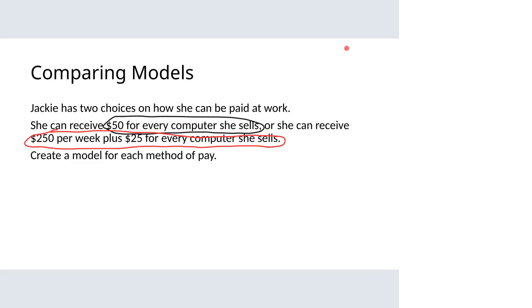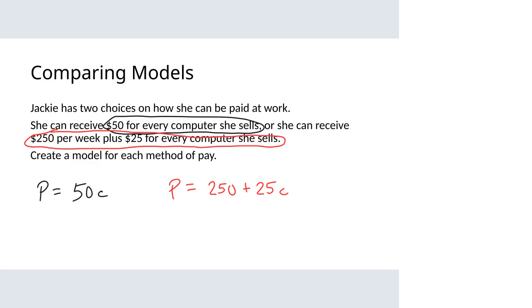So the first one here, she's going to get paid $50 for every computer she sells. So you could use different variables for this, but I'm going to say her pay is equal to $50 for every computer. So that's 50 times C. That's model number one. Model number two, then, will be, let's see, her pay is going to be $250 no matter what, plus $25 for every computer she sells. And so there's our two models.